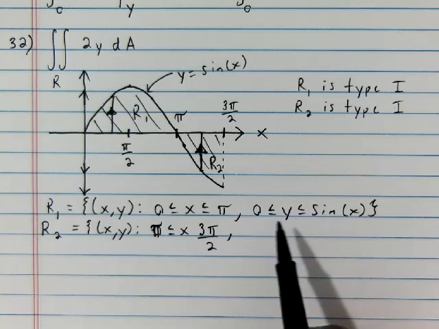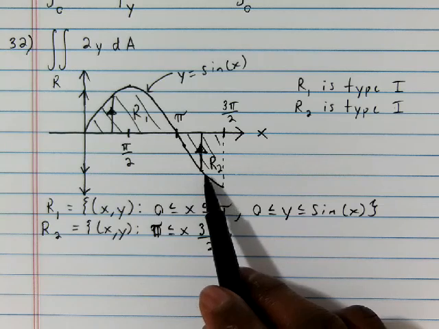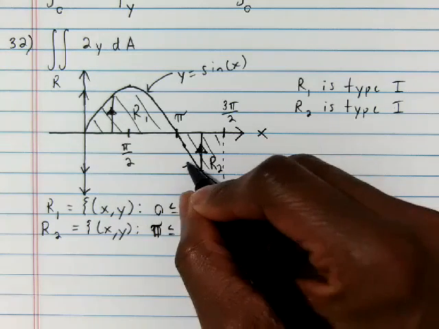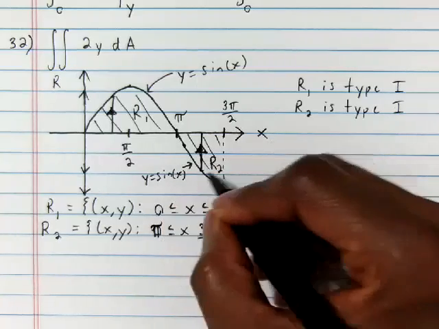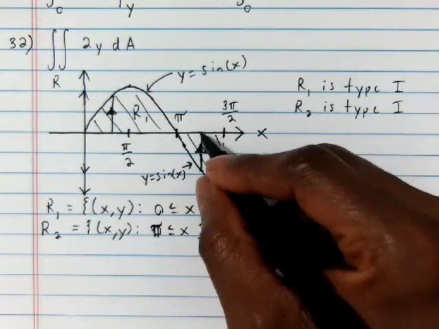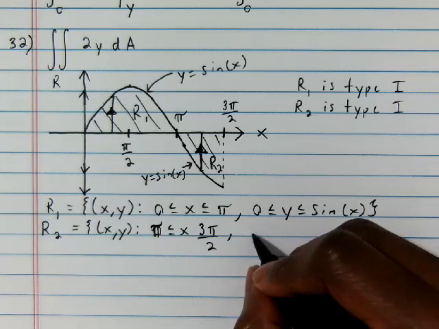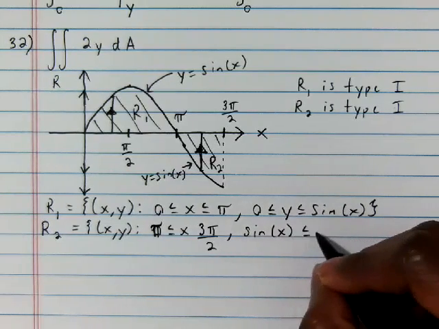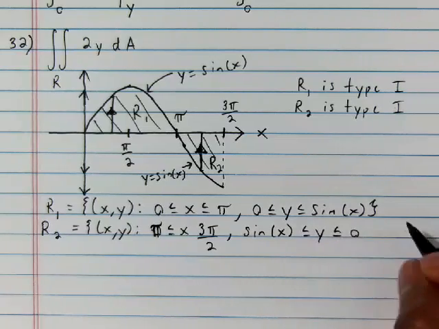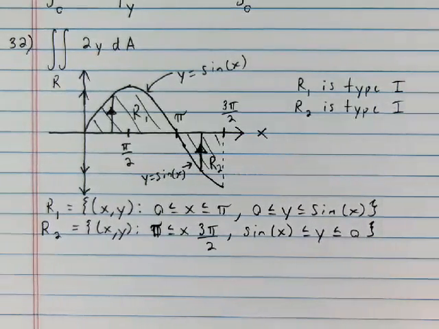And then our y here, now in this scenario, where does our y go from? This is y equals sine of x. So we're going from y equals sine of x up to 0 this time. So this is switching the order. Sine of x up to 0.